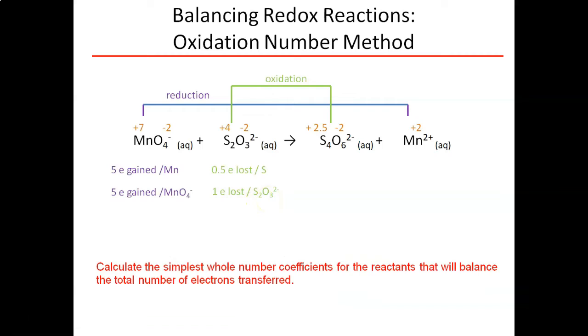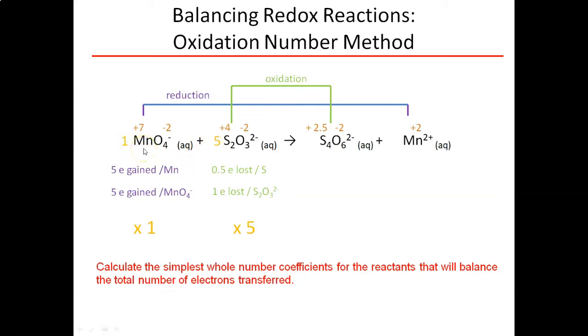Next, we're going to multiply them by coefficients so that my number of electrons lost and gained are equal, because the electrons lost by one have to be gained by the other. In this case, if I multiply my second entity by 5, then if each one of these loses 1 electron, 5 of them will lose 5 electrons that can be gained by this. So then I'll multiply that by 1. Okay, and so I can therefore take these numbers and put them as my coefficients in my equation.